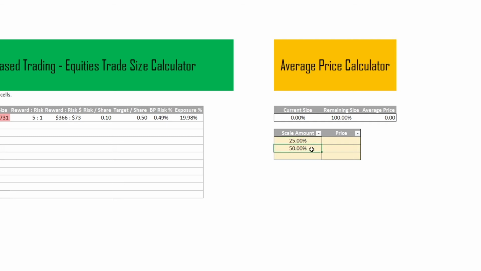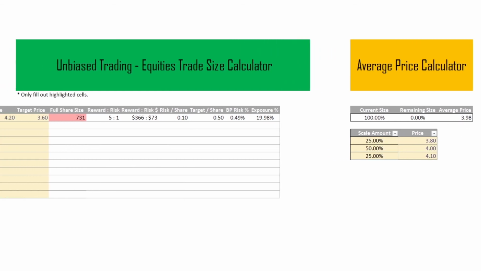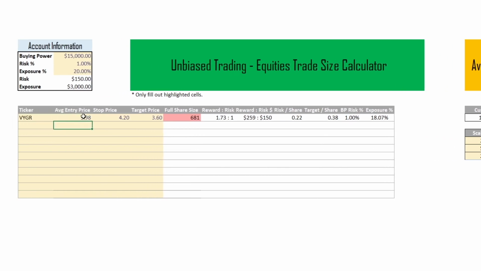So I can make it 25%, 50%, and then another 25, let's say. So let's say the first 25% was at 380. My majority was at 400, and then I got 410. So if I was willing to scale into the trade for the 410 average entry, with a 25% only being at 410, 50% being at 400, and 25% being at 380, my average price would be 398. So I can just add that into it, and that can adjust my risk and my share size to be appropriate if I was going to scale in and I don't believe I'm going to get the perfect entry or something like that. Also, you can change this on the fly.